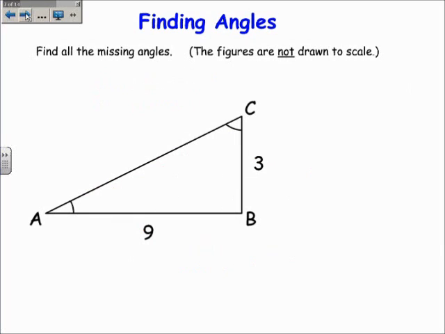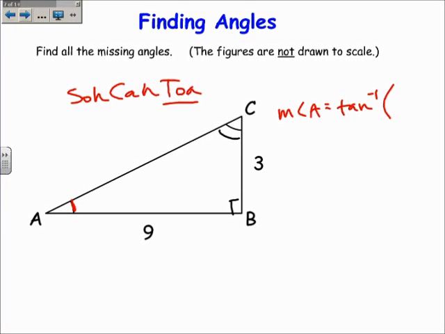Okay, another example. Again, these are not the same, and this is a right angle. Again, I'll just use angle A. Now, this time, SOH-CAH-TOA. I know the opposite and the adjacent. So the opposite and the adjacent ratio give me the tangent as the ratio. So the measure of angle A is equal to the inverse tangent of the opposite over the adjacent.